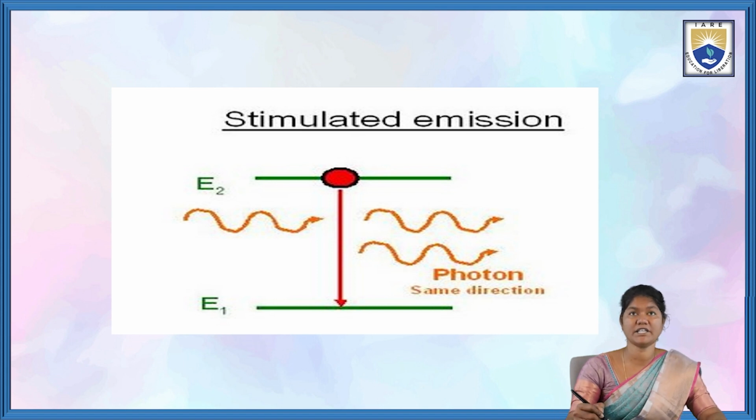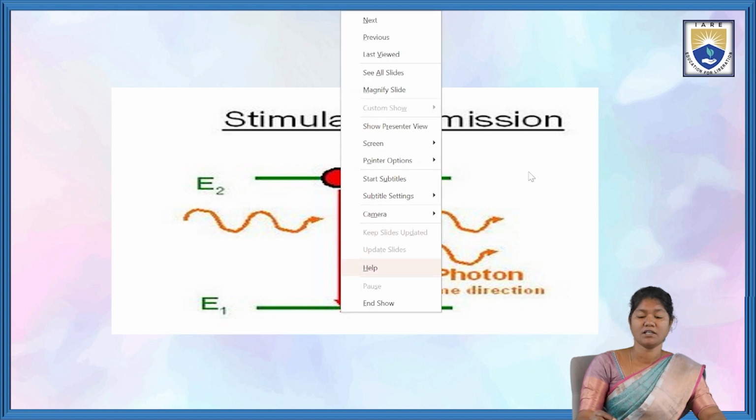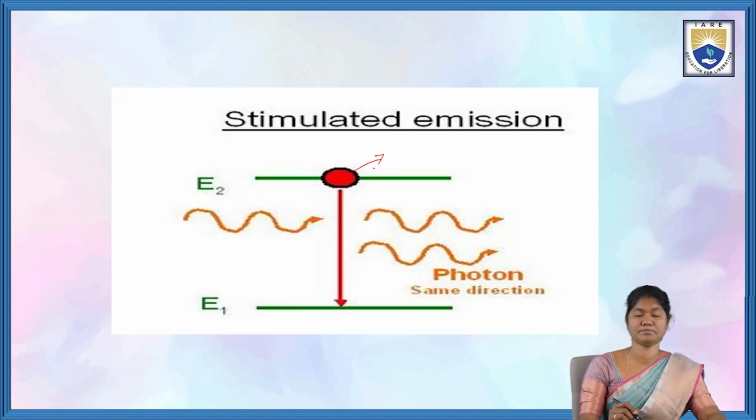So here in the stimulated emission of radiation, what is happening is that the photon is interacting with the atom at the E2 level, before the lifetime of the atom, that is 10 power minus 8 seconds. Before 10 power minus 8 seconds, the atom transits to the lower energy state. So the lifetime of 10 power minus 8 seconds is not completed yet.